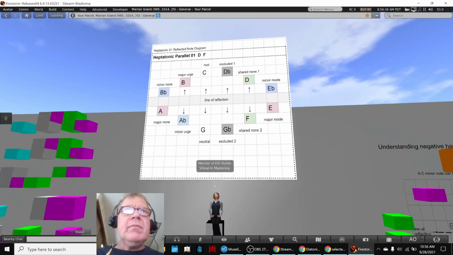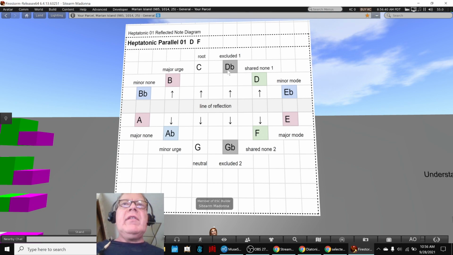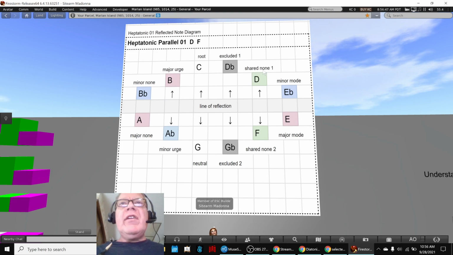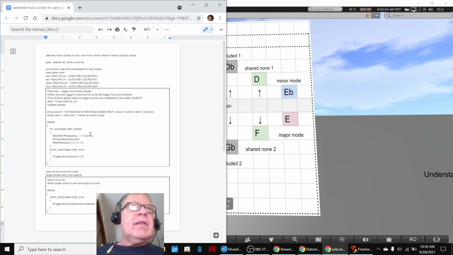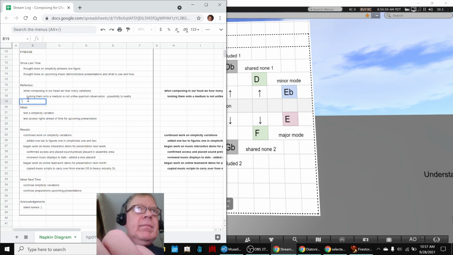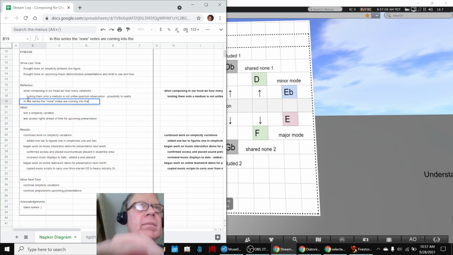But over here, we did something different. We're trying to pay more attention to the excluded notes. And in this series, we've made a new rule saying it's not just a none note, it's a shared none 1 and a shared none 2, and it's a minor none and a major none. So the none notes are coming into their own, which we should really acknowledge in the stream log. In this series, the none notes are coming into their own.